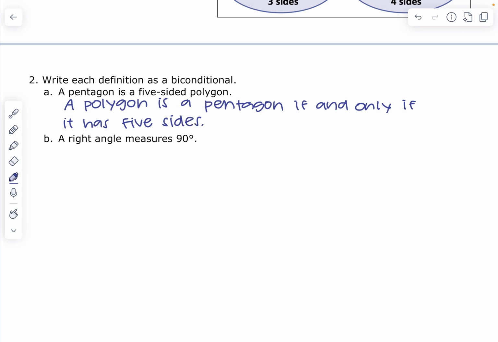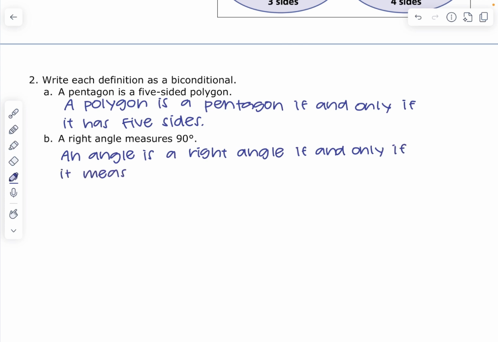Okay, B says a right angle measures 90 degrees. We would say an angle is a right angle if and only if it measures 90 degrees. All right, we'll do more practice with those in class tomorrow.